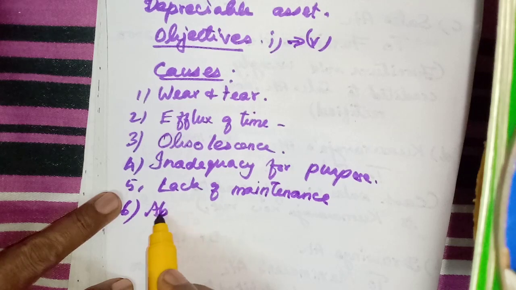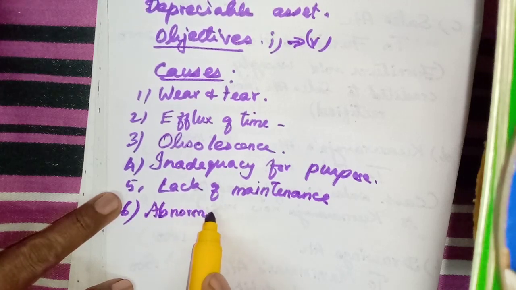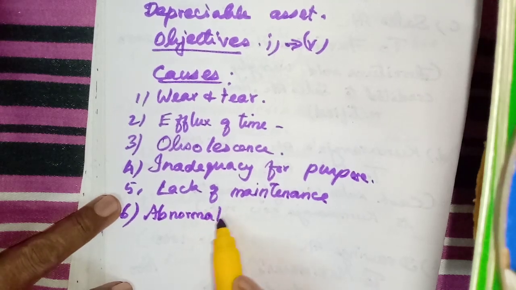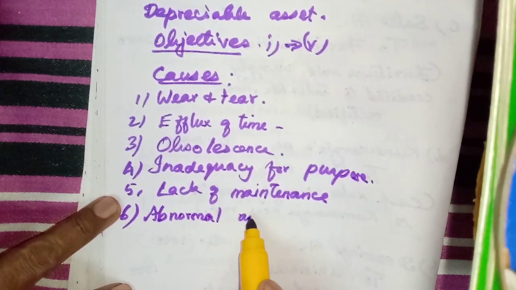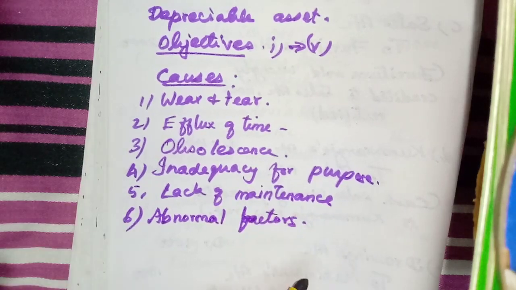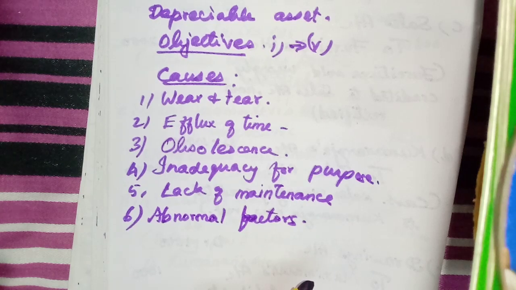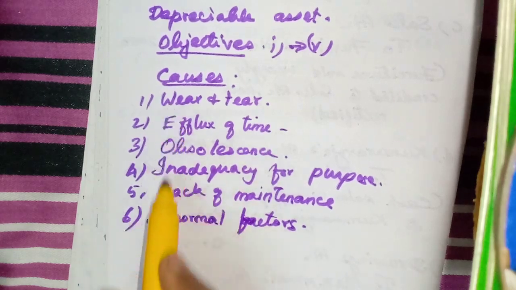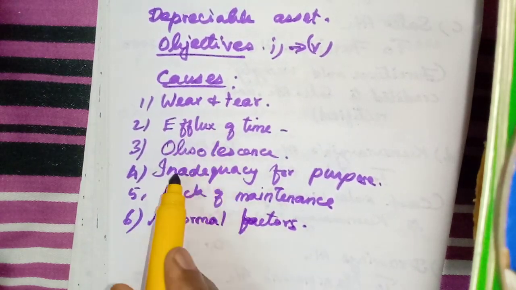Then some other abnormal factors also may be a cause of depreciation. Abnormal factors, maybe a fire accident or any other natural calamities that occur. Because of that also some of the assets may get damaged, or cannot be used in the business for any purpose. Okay, so these are some of the factors. These are the causes of depreciation. This one they ask often.